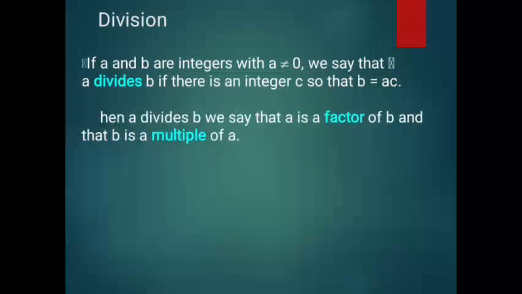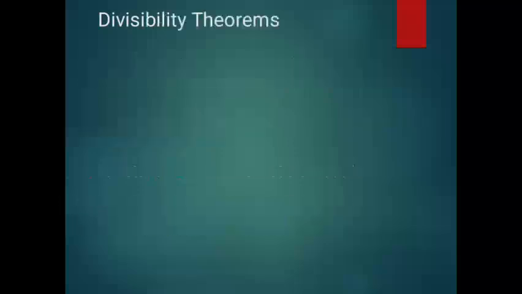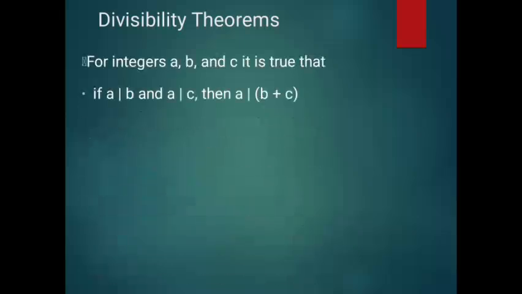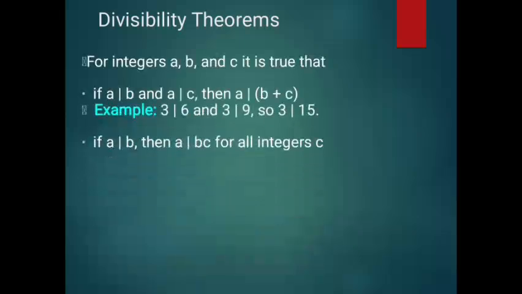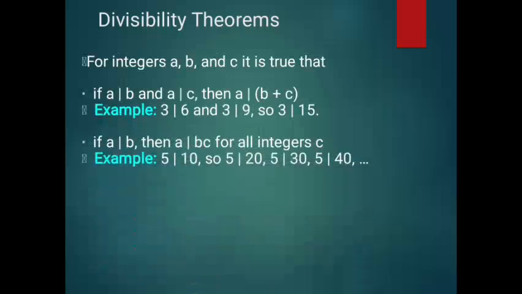First, division: if a and b are integers with a not equal to 0, we say that a divides b if there is an integer c such that b is equal to ac. Divisibility theorems. For integers a, b and c, if a divides b and a divides c, then a divides b plus c. Example: 3 divides 6 and 3 divides 9, so 3 divides 15.